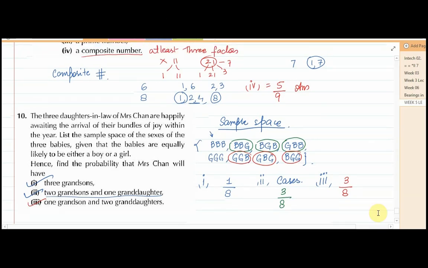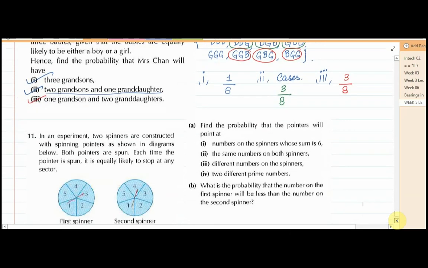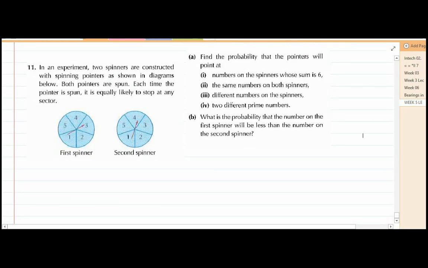Moving on to the next question, it's question number 11. In an experiment, 2 spinners are constructed with spinning pointers as shown in your diagrams. Both pointers are spun. Each time the pointer is spun, it is equally likely to stop at any sector, right? When you spin, equal chances to obtain a 1, 2, 3, 4, 5 and any number. Find the probability that the pointer will point at the numbers on the spinners whose sum is 6.